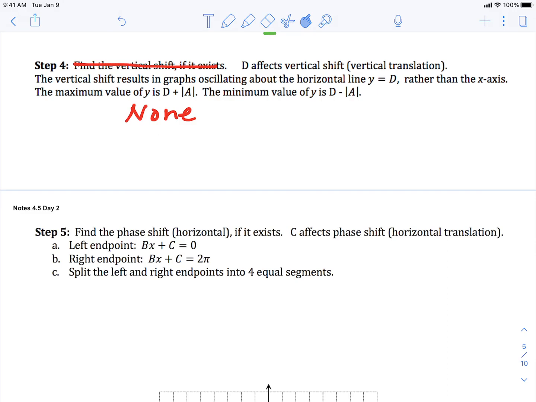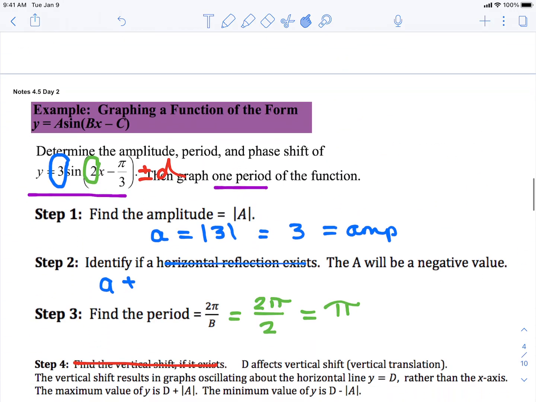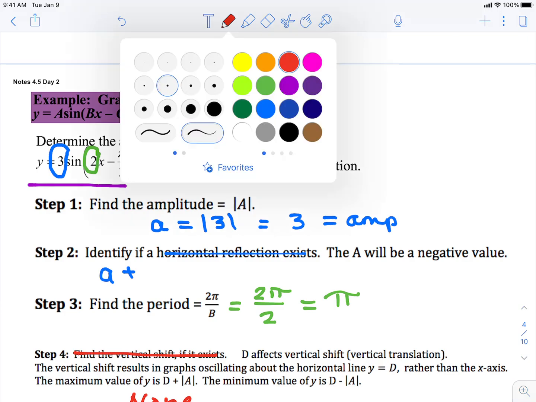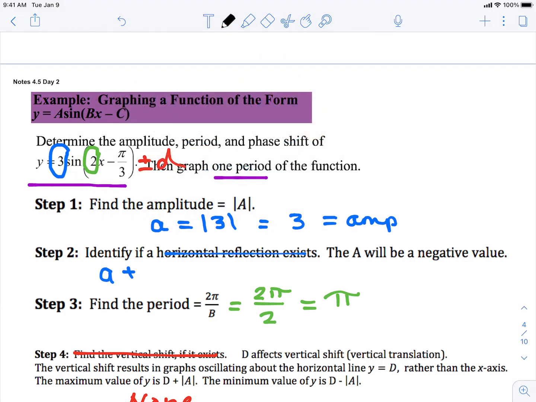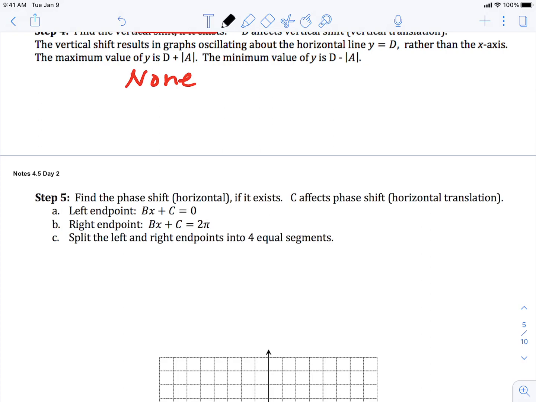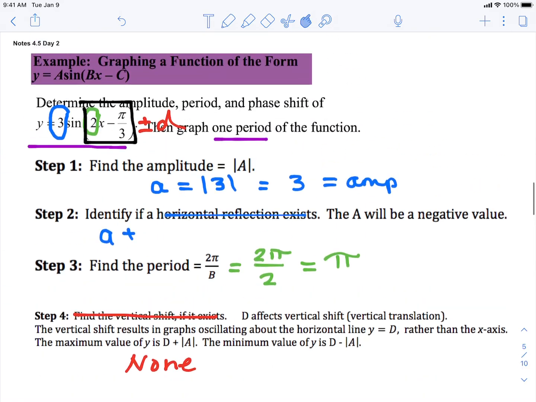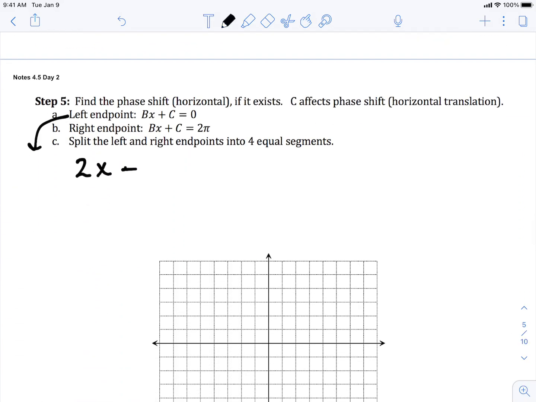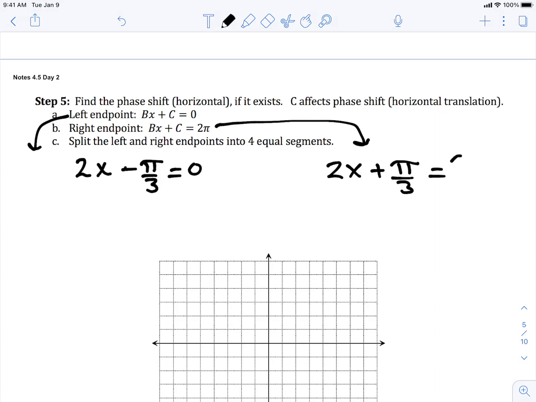Then we do have a phase shift that occurs. We identify this parentheses, 2x minus pi over 3, as a phase shift. So we're going to start with the left endpoint, 2x minus pi over 3, and set it equal to 0. And then the right endpoint, 2x minus pi over 3, equals 2 pi.